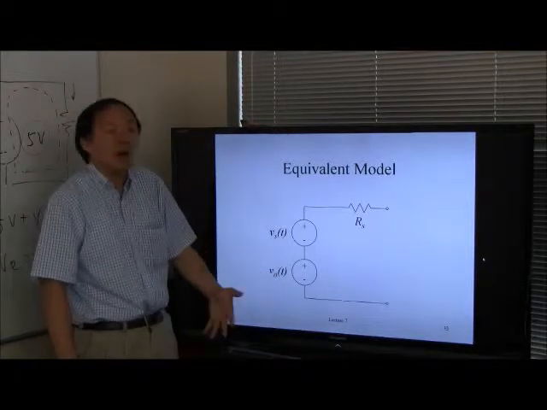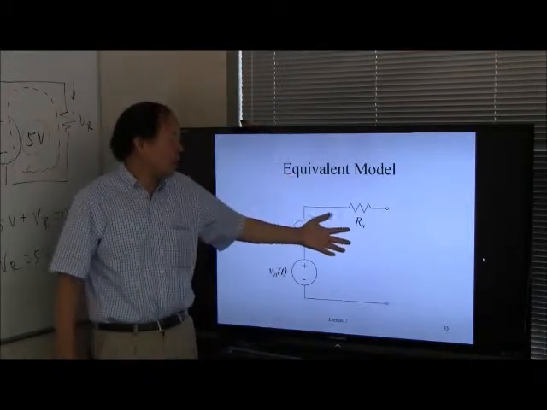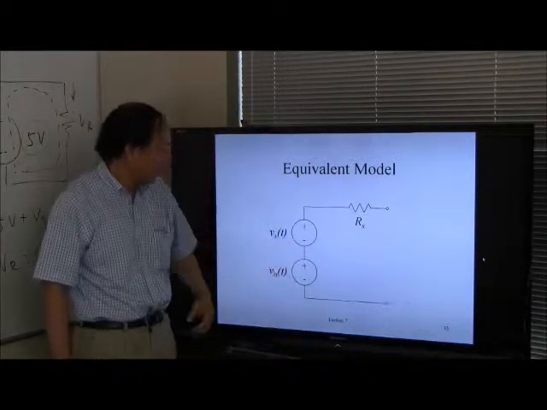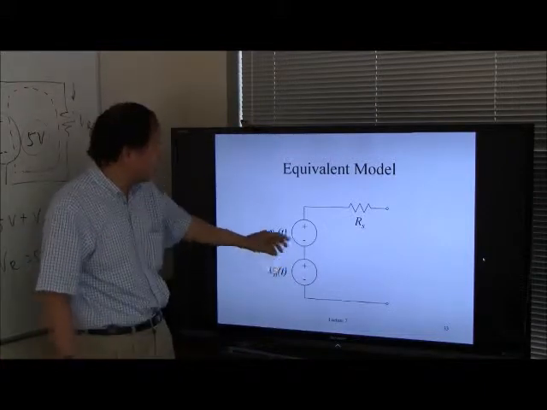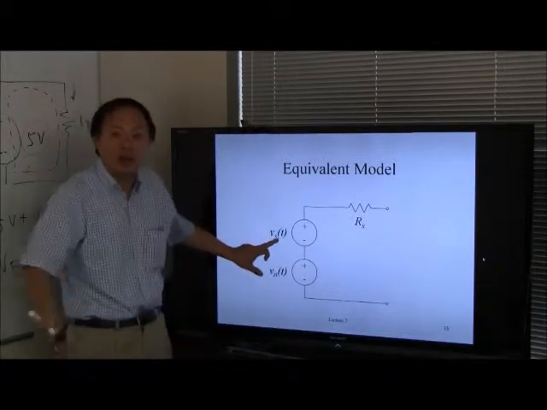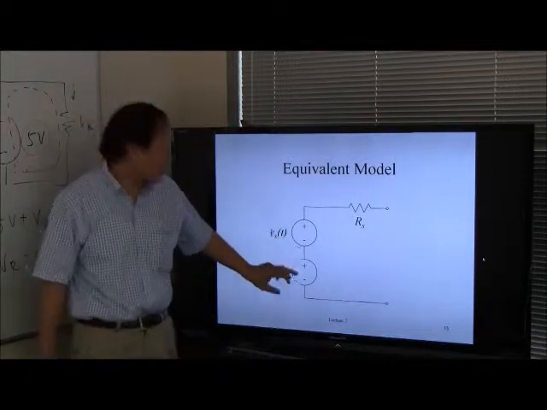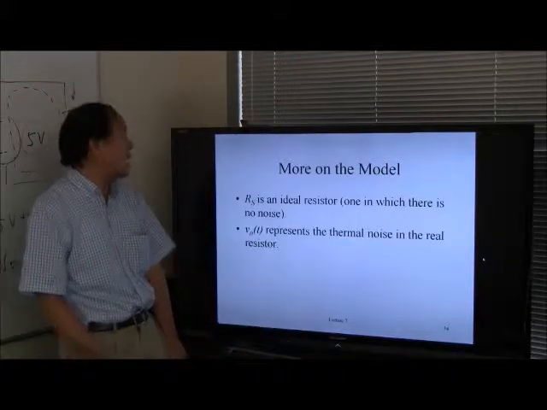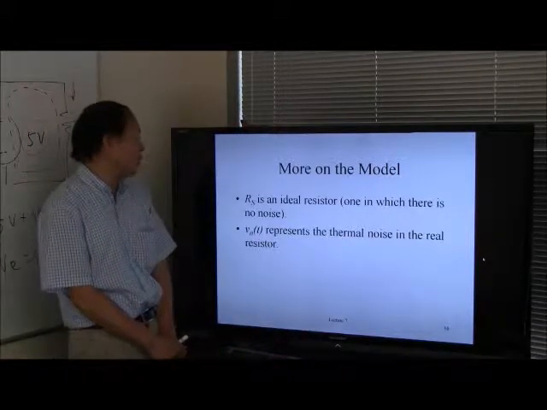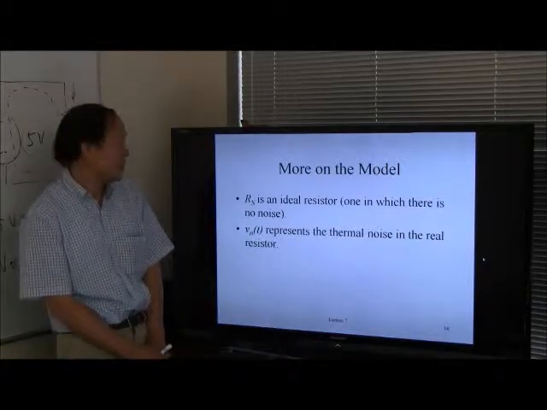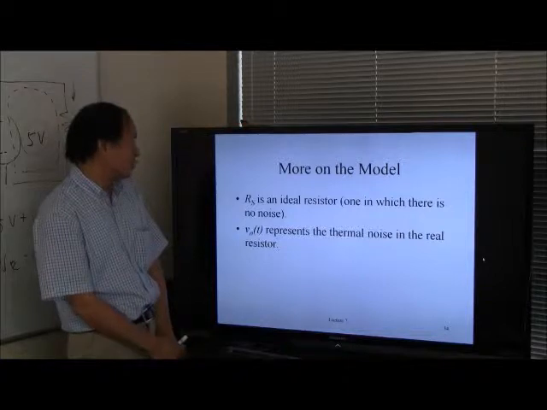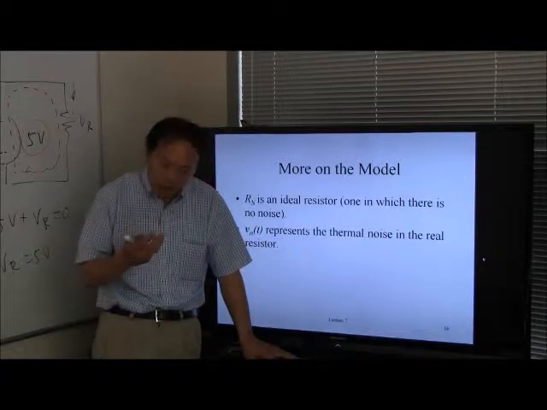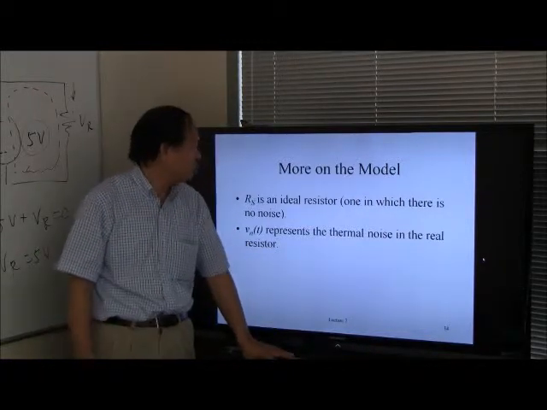So sometimes you have not only the voltage and the resistance inside the source, but also a noise of the voltage, and therefore you can put two voltage sources, one which is the desirable voltage, the other is a random noise source, and then you can put the two in tandem. So more on the model, RS is called an ideal resistor, one in which there is no noise, and VN represents thermal noise, creating a voltage noise, sometimes in the amplifier itself.